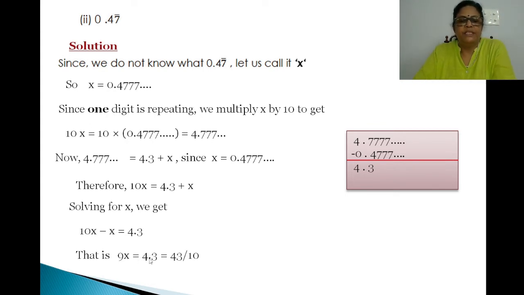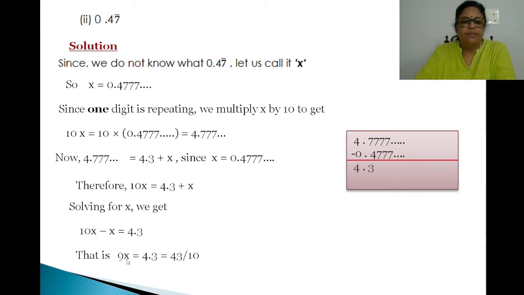So remove the decimal place. How? Here one decimal place, so we can remove the decimal point by dividing by 10. Dividing here, one decimal place means 10. So 43 by 10. Now 9x is 43 by 10.